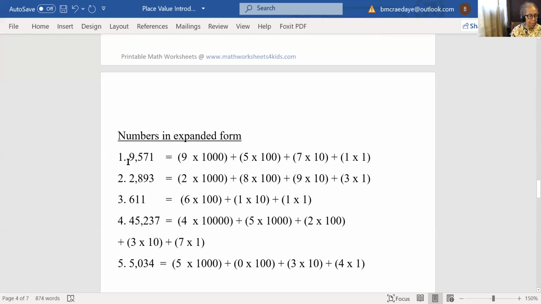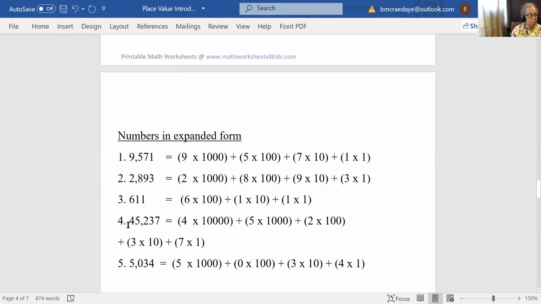2,893. That's the thousands place, hundreds place, tens place, ones place. So 2 thousands, 2 times 1,000, plus 8 times 100, plus 9 times 10, plus 3 times 1, because the 3 is in the ones place. Let's look at the smaller numbers. In words, 611. So you have 6 times 100 plus 1 times 10 plus 1 times 1.